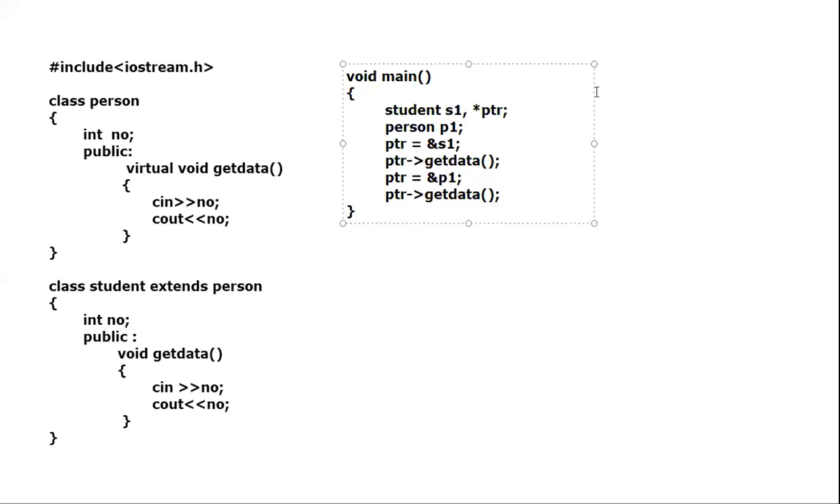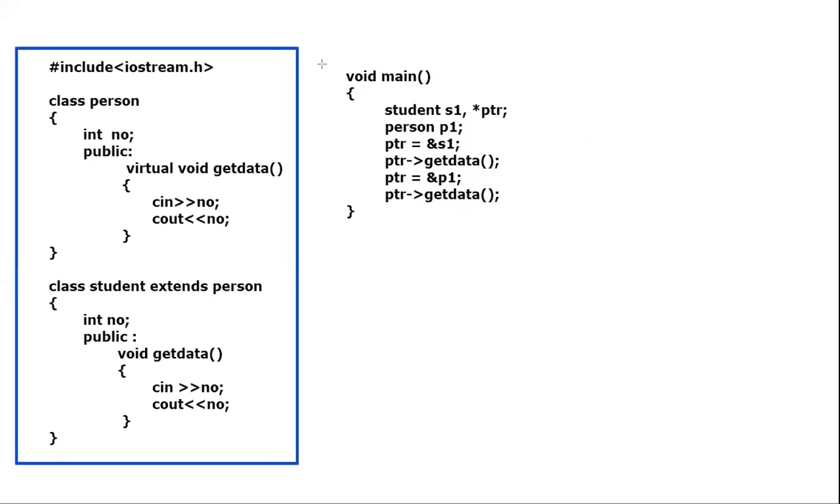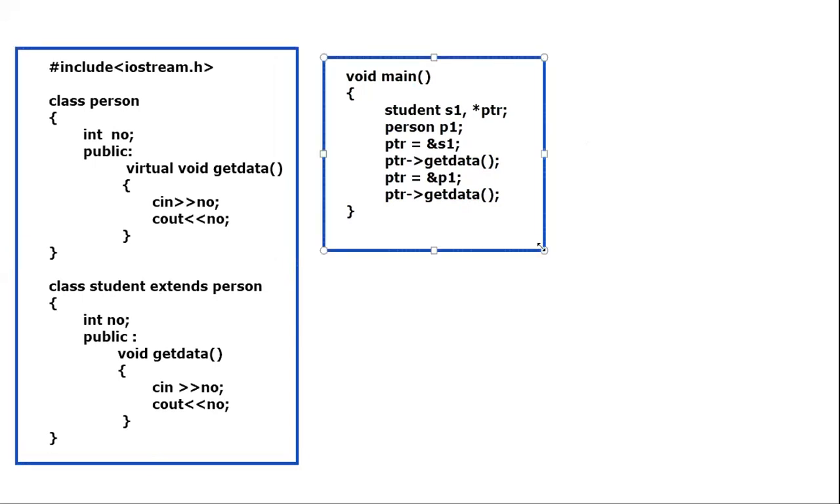Clear? Yes, ma'am. I didn't understand this. Could you explain it again? Yeah, sure. Do you understand this part, this much? Yes, ma'am. The class creation, the first blue box I understood. From the main function onwards, I didn't understand.